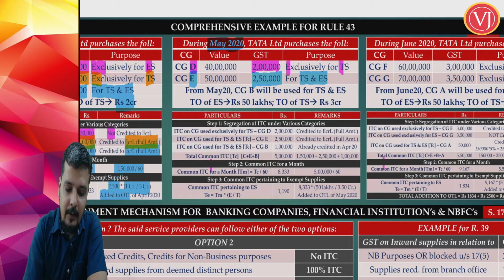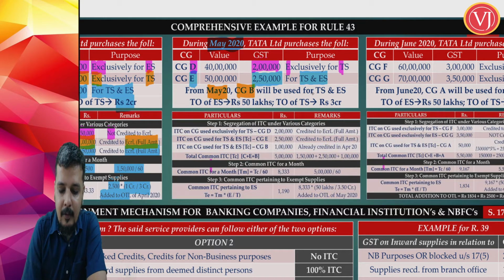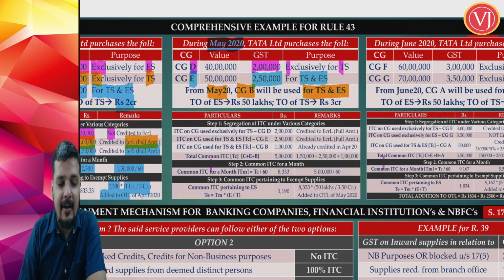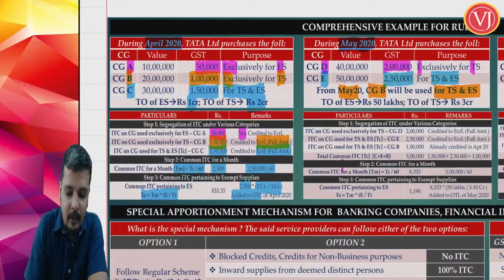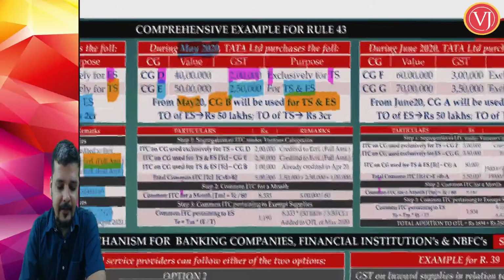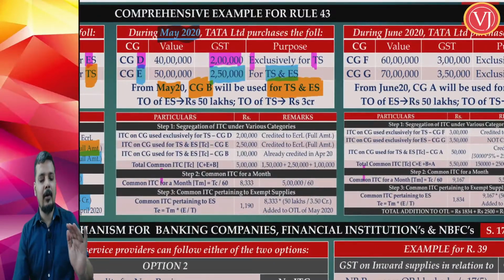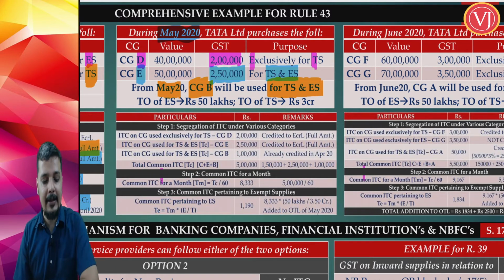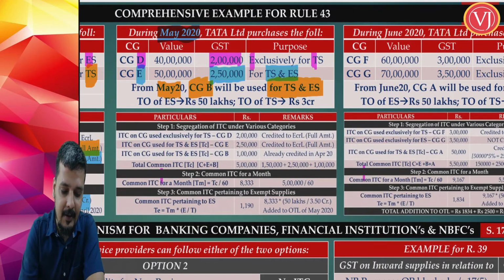From May 2020, capital goods B will be used both for taxable supply and exempt supply. Capital goods B, which was earlier used only for taxable supplies, will now be used both for taxable and exempt supplies. That is a special point here. Now let us analyze what happens in May. First focus will be only on D and E. Then we'll focus on B. Now what will happen with D and E?